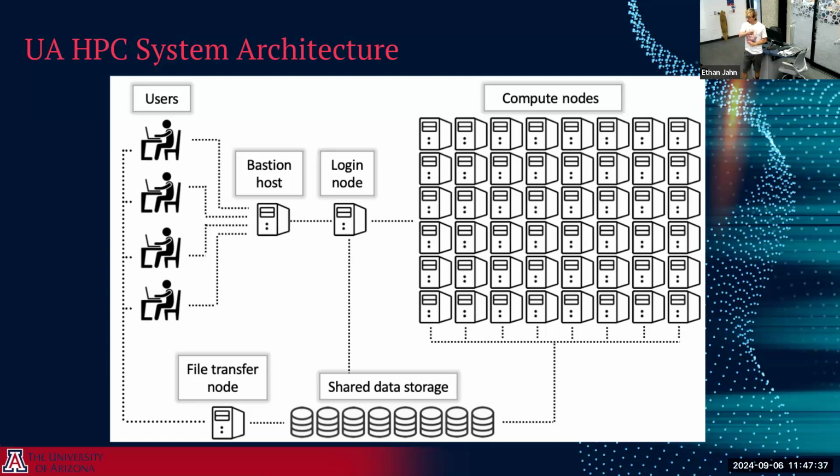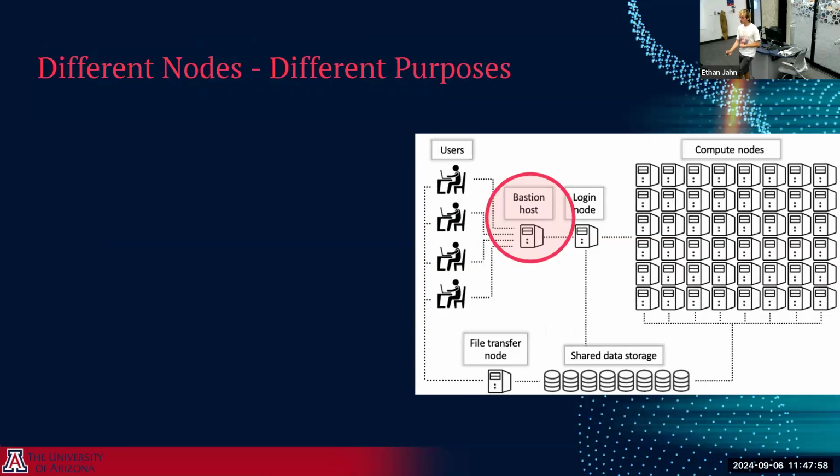And then we have one last type of node on the bottom left. That's the file transfer node. It's connected to the outside as well as to the shared data storage. So this is what you might want to use if you are transferring data from your laptop or from another external server onto the HPC. As its name suggests, this handles file transfers. So let's go through each of these in slightly more detail.